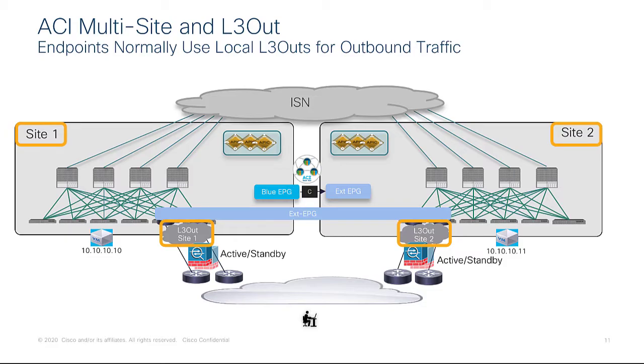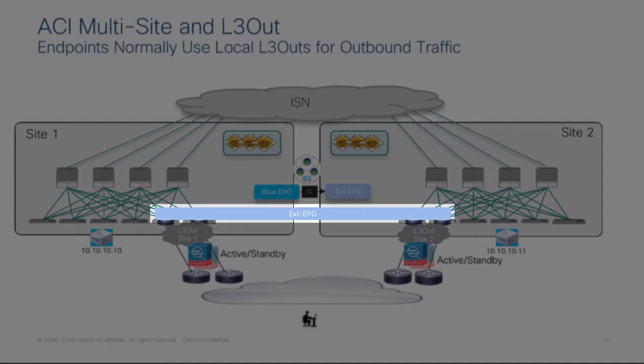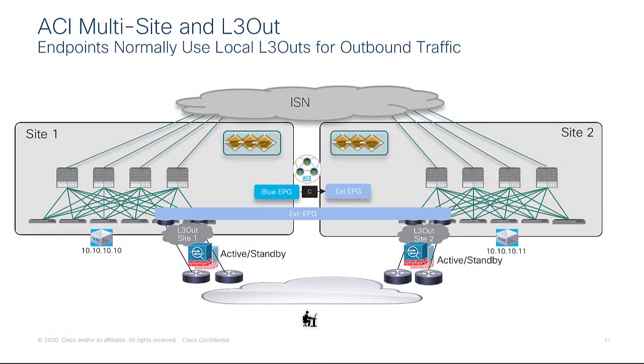I have two sites. Each site has its own L3 out. I define my stretch external EPG because both L3 outs provide access to the same external WAN in this example, and I deploy in each site a perimeter firewall, actually a pair, an active standby pair, for each data center to apply security policies at the perimeter of each data center. Right? Each fabric, each site is an independent network, so I have an independent active standby pair in each site.